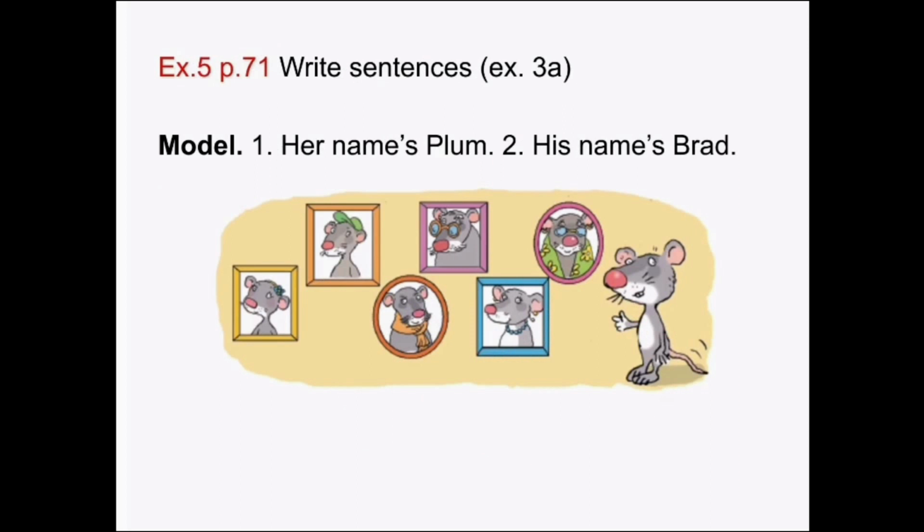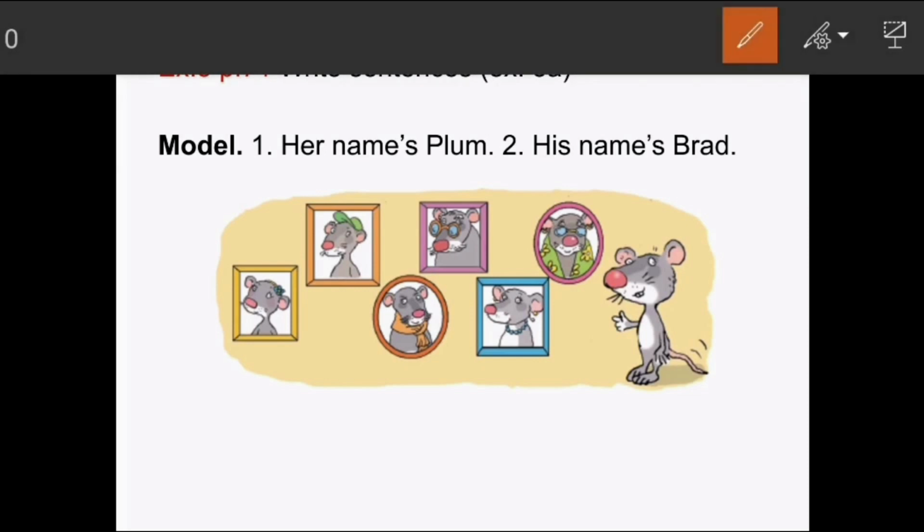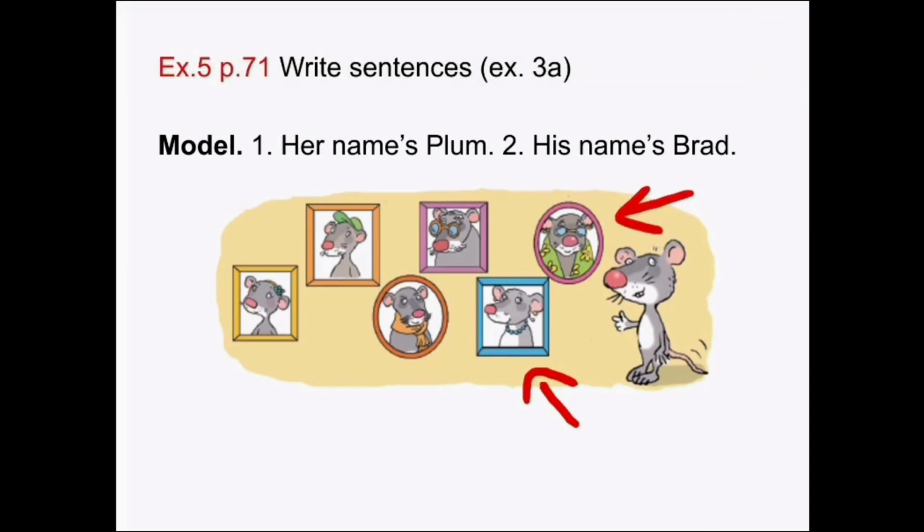Exercise 5, page 71. Write the sentences from exercise 3A. Model. 1. Her name's Plum. 2. His name's Bread. Please continue.